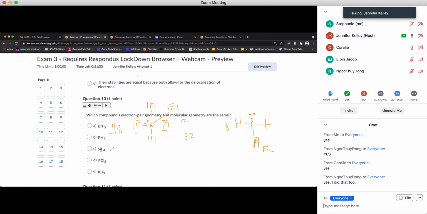This one I think is going to be tetrahedral. Well, maybe not. I don't know. Let's see. I'm not going to guess. Today's not a good guessing day for me. I will guess wrong.